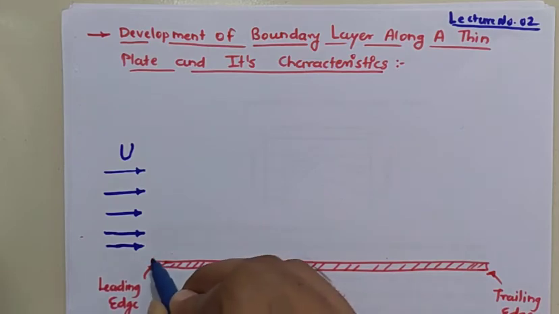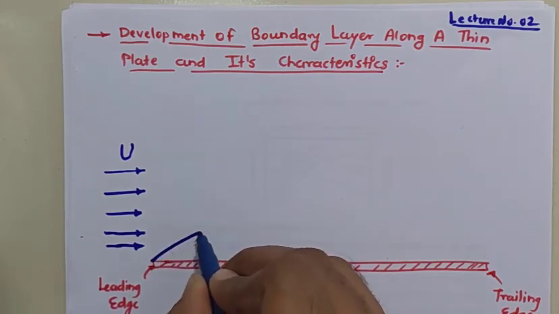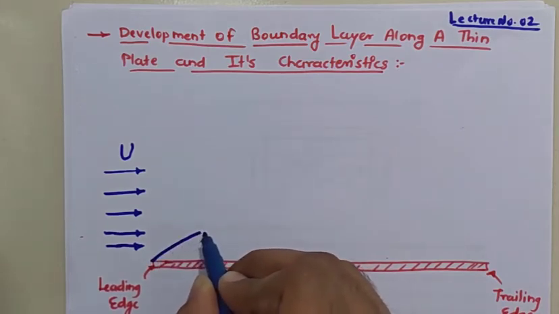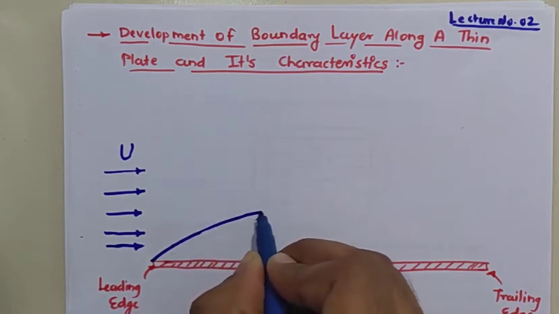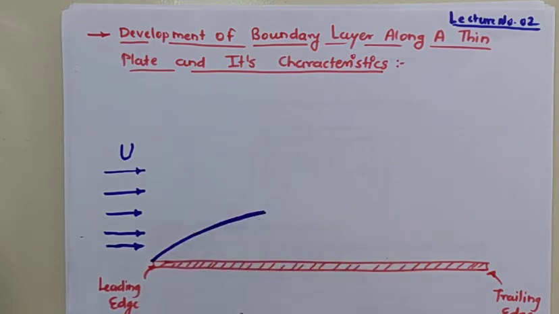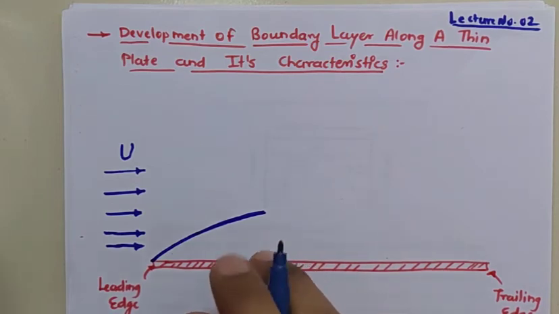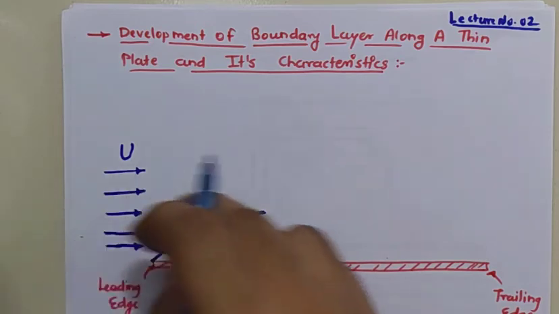there is a smooth increase in boundary layer. And the flow in the boundary layer exhibits all the characteristics of laminar flow, irrespective of whether the incoming flow is laminar or turbulent. So this is known as laminar boundary layer.